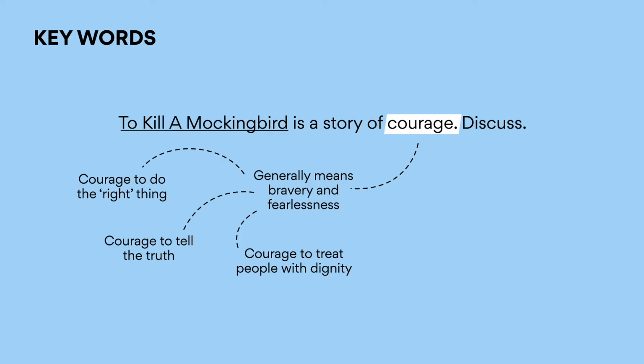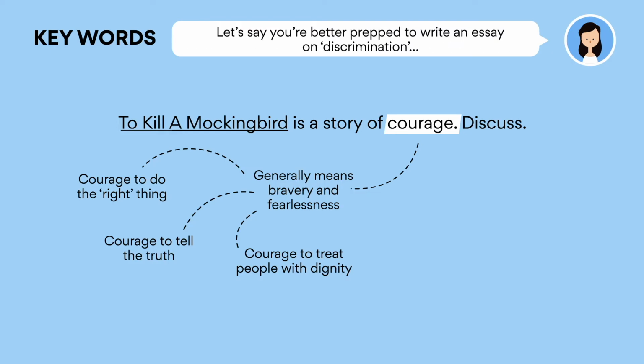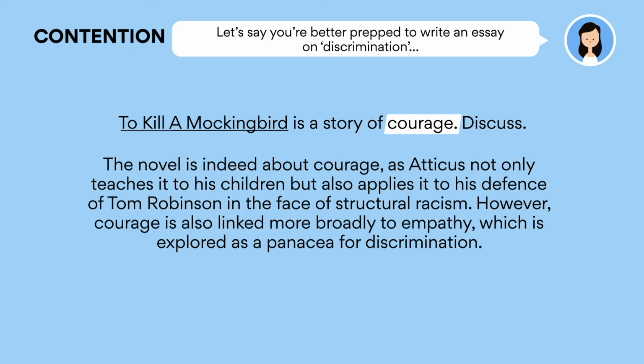For a prompt like this, you start by building your contention based on these definitions. And this is handy if you're better prepared for another theme. Let's say you're better prepped to write an essay on discrimination. You could contend that the novel is indeed about courage, as Atticus not only teaches it to his children, but also applies it to his defense of Tom Robinson in the face of structural racism. However, courage is also linked more broadly to empathy, which is explored as a panacea for discrimination.